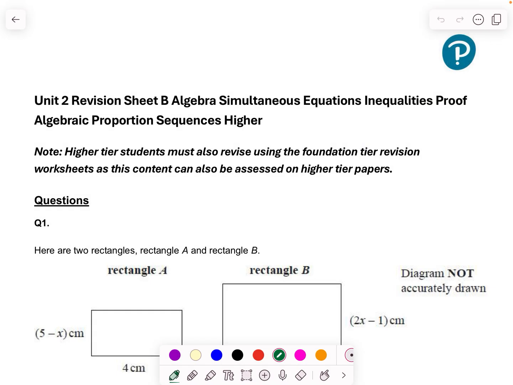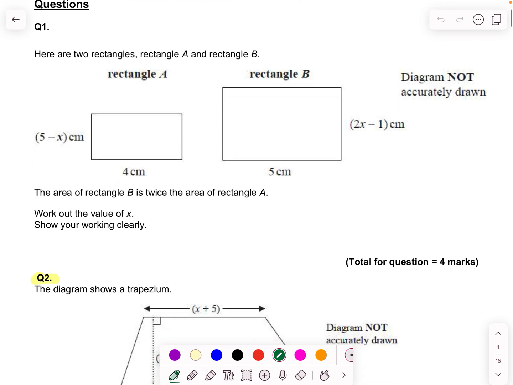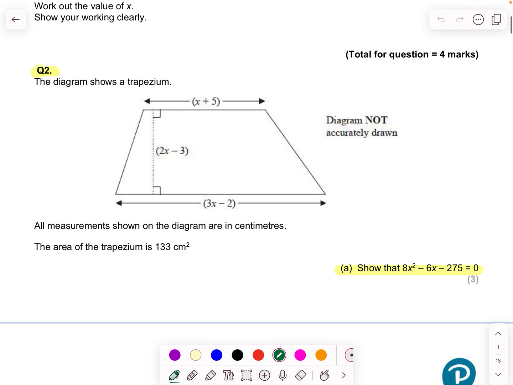Right, let's go through this homework. So you've got the first one. This diagram shows a trapezium, all measurements on here. So you need to remember how to find the area of a trapezium because they give you some information here.